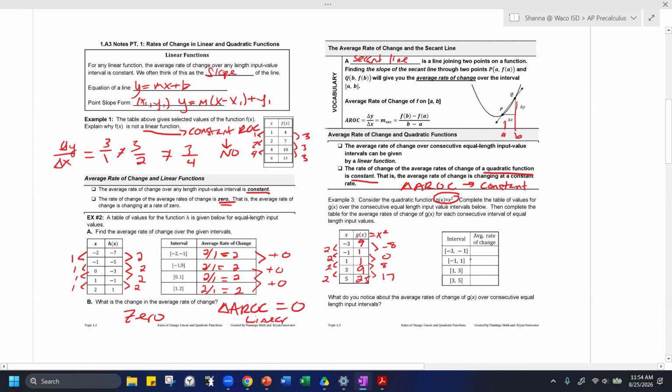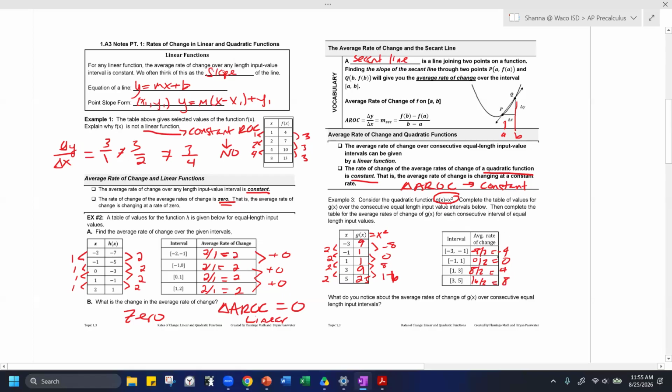So now I'm going to look at my average rate of change. From -3 to -1, that's going to be -8 divided by 2 equals -4, okay? Then we have 0 divided by 2, and that's going to equal 0. Then we have 8 divided by 2, and that's going to equal 4. And then we have, guys, I wrote 17 and not 16, and no one stopped me. There's no way to stop me. And then we have 16 divided by 2, okay? And that's going to equal 8.